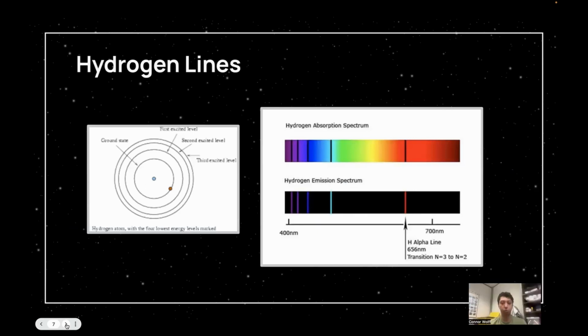Hydrogen emits and absorbs light at certain wavelengths as the electron jumps into shells of different distances from the nucleus. The spectrum of emitted and absorbed light can be seen on the right. The lines in the spectra represent the specific wavelengths at which hydrogen emits and absorbs. Since this property of hydrogen is constant throughout the universe, we can use these lines to gain information even about the most distant galaxies.